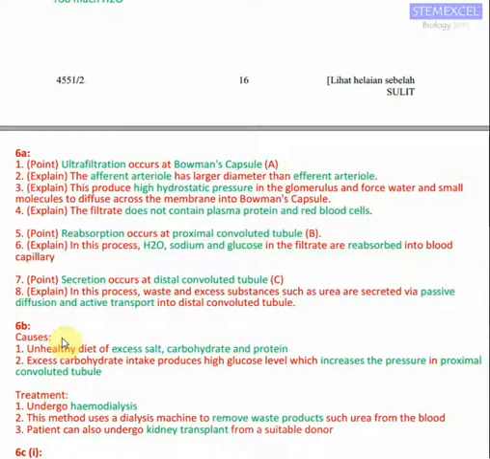As for treatment for kidney failure, first one that comes to mind will be hemodialysis, and you need to then explain what is hemodialysis. So this method basically uses a dialysis machine to remove waste products, for example urea, from the blood. And moreover, besides the hemodialysis, one other alternative would be to undergo kidney transplant by receiving a kidney from a suitable donor. So this will be the points for this question.